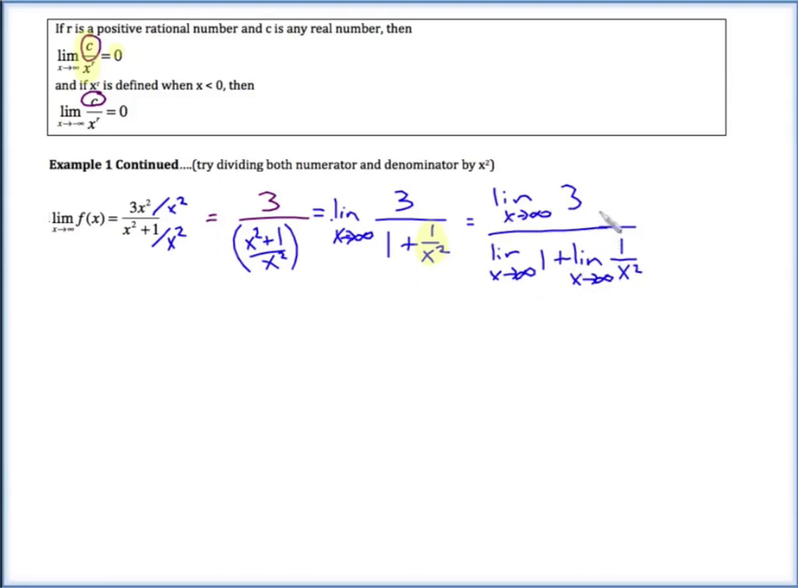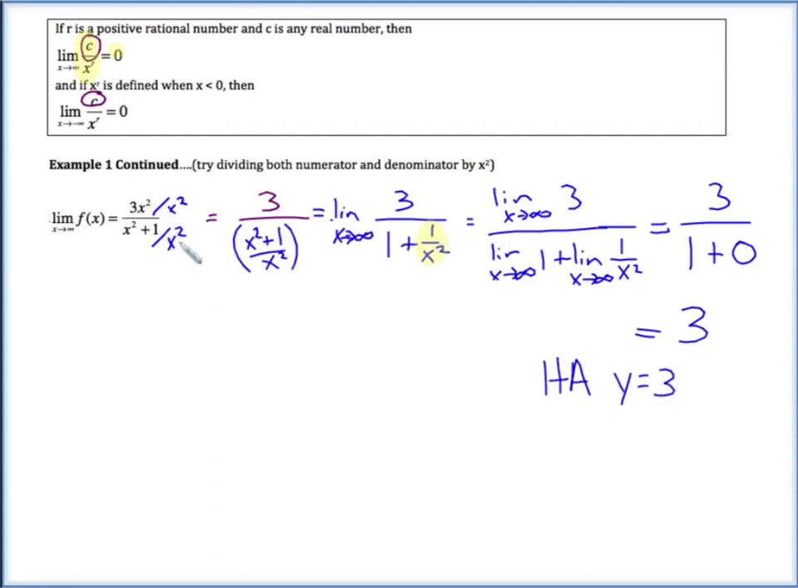So we know we can do that with our limits. We just split all that up, and so for our final answer, the limit of a constant is just that constant, so it's 3, the limit of 1 is just 1, and then the limit as x goes to infinity of 1 over x squared is in this form right here, so that's just going to equal 0. Our final answer is just 3. So again, what that tells me is that the horizontal asymptote is at y equals 3.